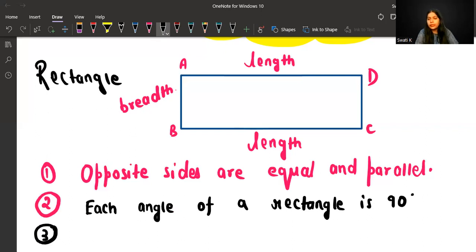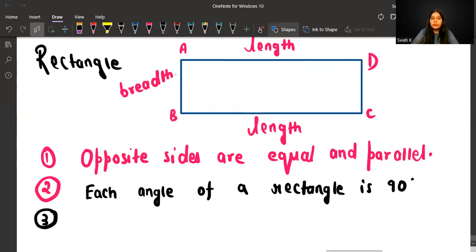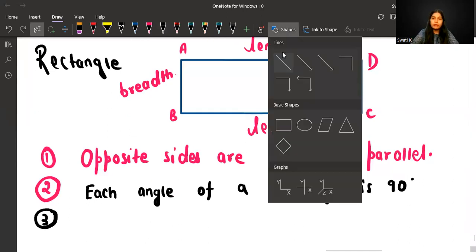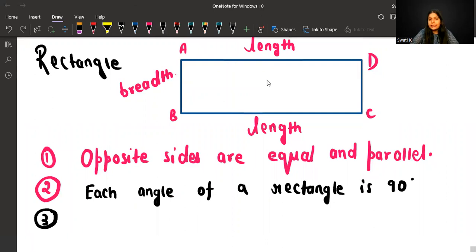Next property. You can see here that we can draw two diagonals as well, right? So if I draw two diagonals here, what is the meaning of diagonal? A diagonal is simply a line segment joining the opposite corners, right? So here BD is one diagonal. Imagine it's a BD, a proper line segment, and this is AC, another diagonal.